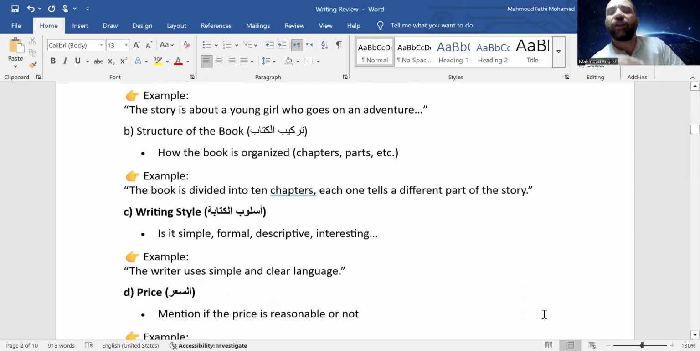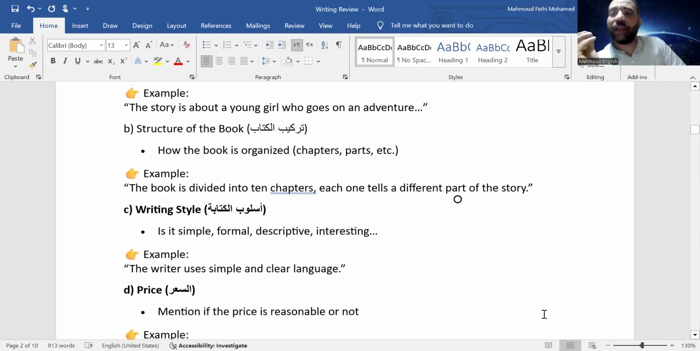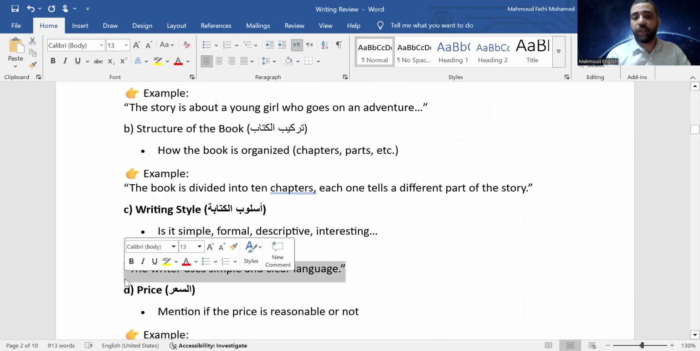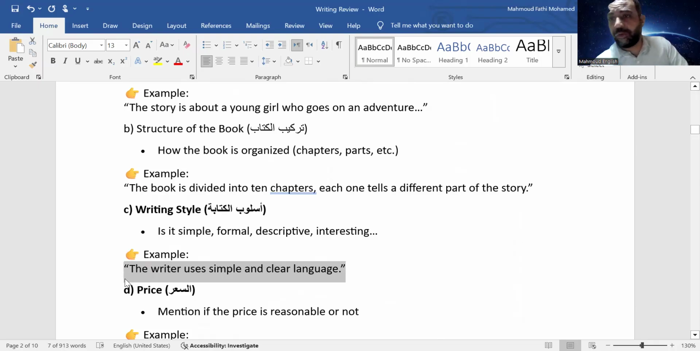And then you can talk about the style of writing. The style can be simple or complex or advanced or descriptive, describing a lot, or interesting, or formal or informal. So you have to tell me so. For example, I say the writer uses simple and clear language. So now you evaluate the language of the book.